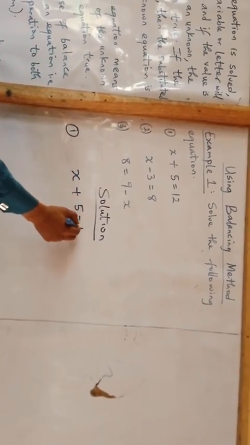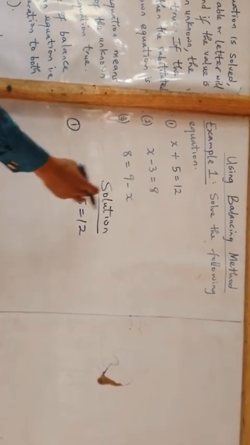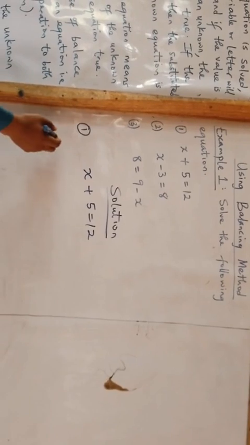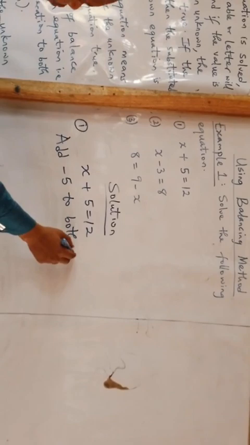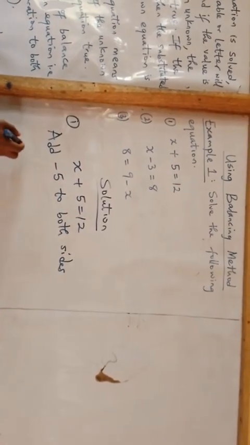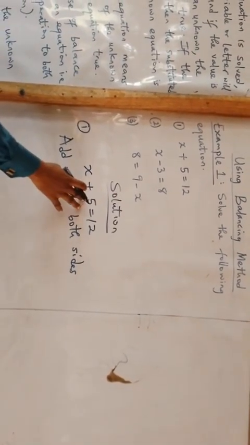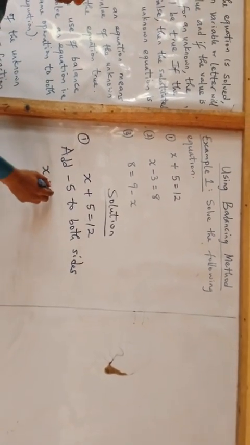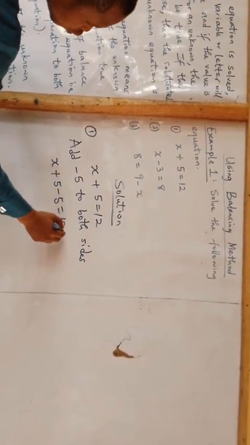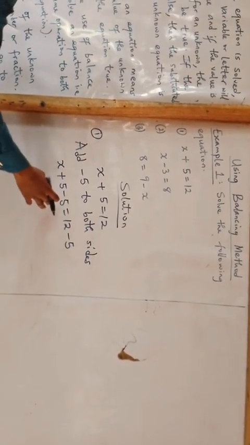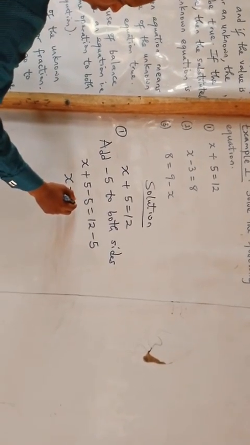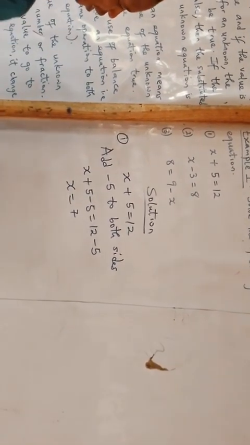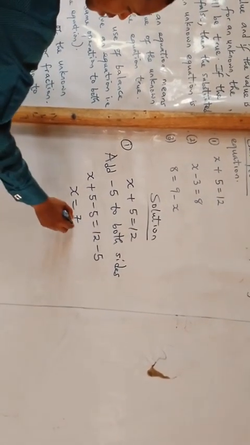s plus 5 is equals to 12. The first step that we need to take is to take this plus 5 to the other side of the equation. And how are we going to do that? We are going to add minus 5 to both sides. Why do I prefer to add minus 5? In order to make 5 here to be 0, we are going to have s plus 5 minus 5 is equals to 12 minus 5. Plus 5 minus 5 will give me 0. s is equals to 12 minus 5, which will give me 7. So therefore, the value of s here is 7.